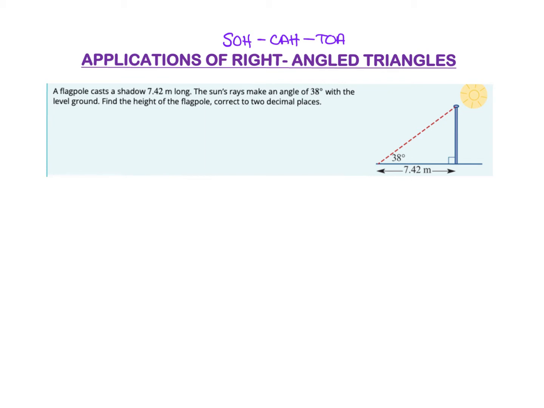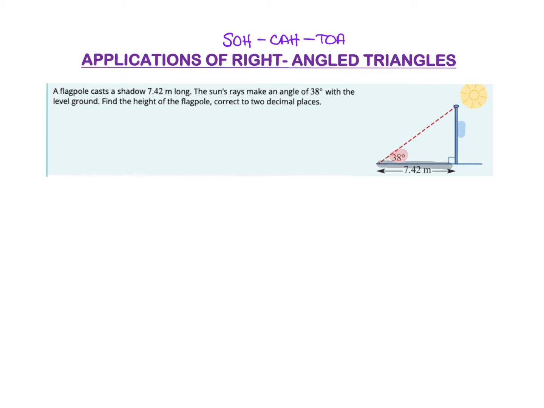So a flagpole casts a shadow of 7.42. So here's the shadow down there, and the flagpole and the sun's rays at an angle of 38. So they've shown you where that angle is with the level ground. Find the height of the flagpole correct to 2 decimal places. So our first step is always to label our triangle. Now they want the height of the flagpole.